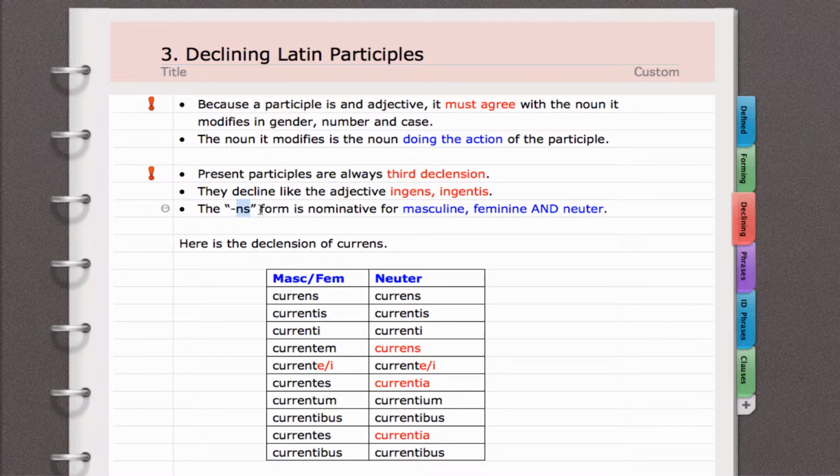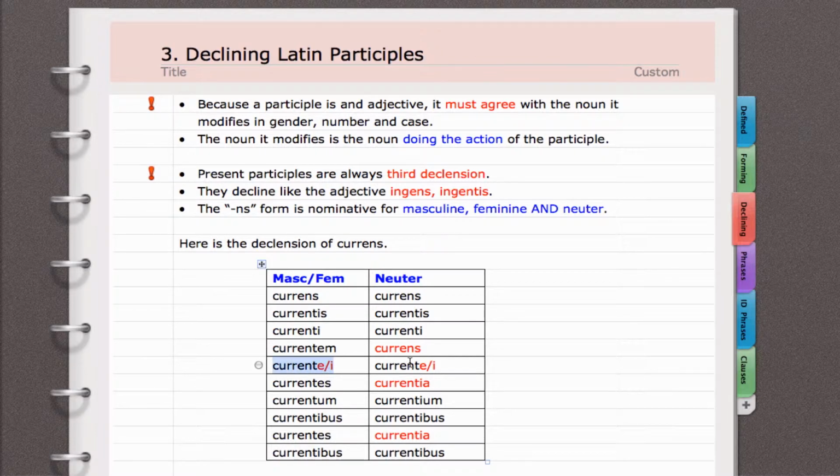The ns form is going to be nominative for masculine, feminine, and neuter. The Oxford textbook does not have the declension of the whole thing written out, so I have it written out here for you. This is the declension of currens. We won't go over it in detail, just some things to note.